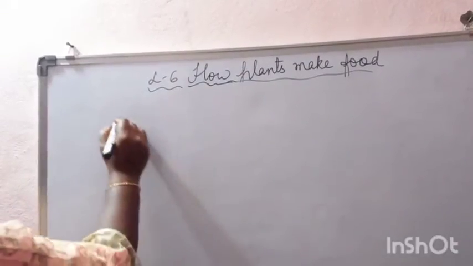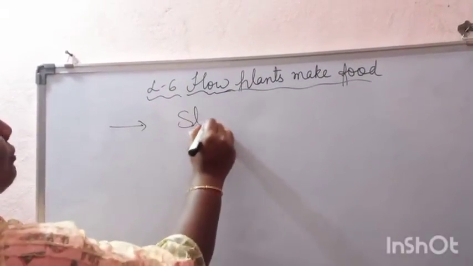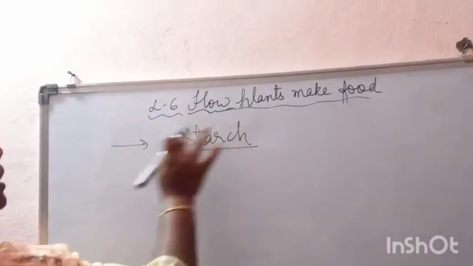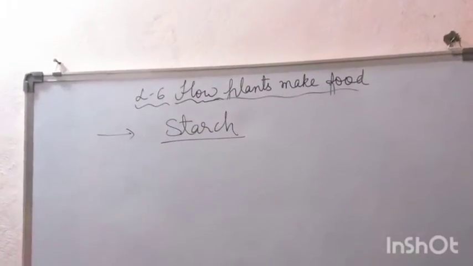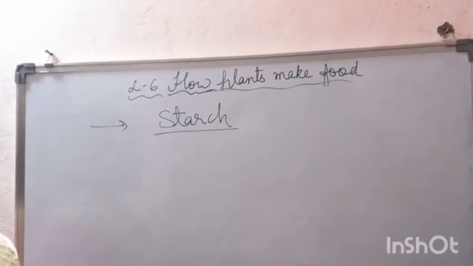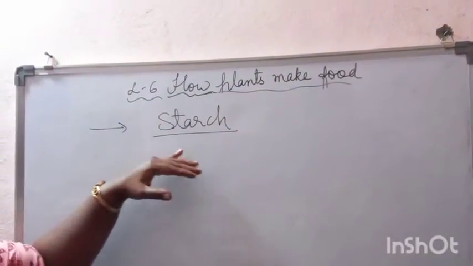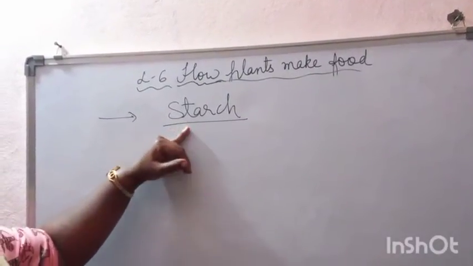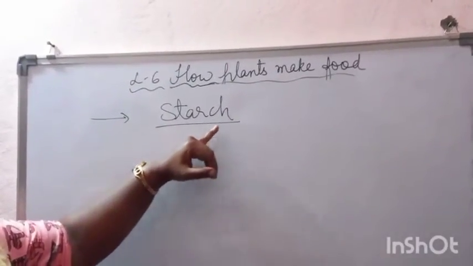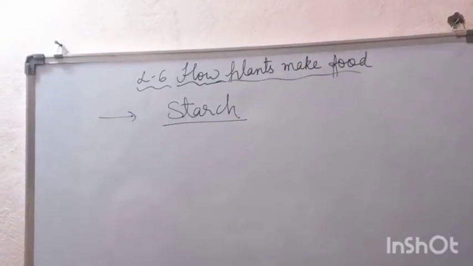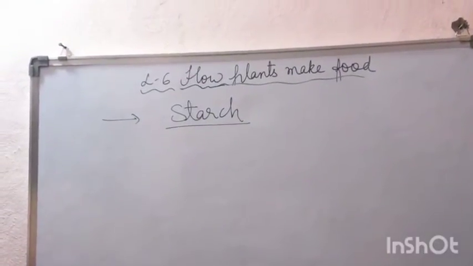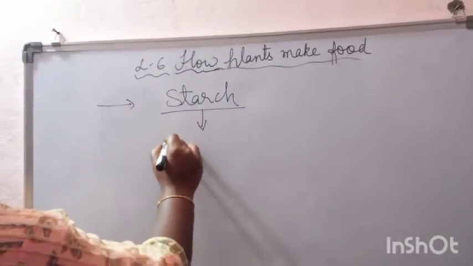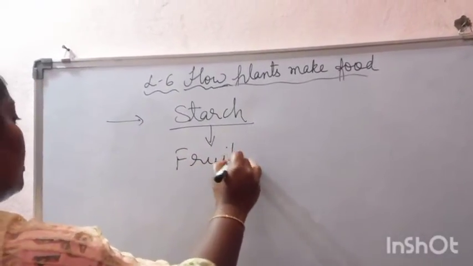It is stored in the form of starch. Pronounce it, children. Starch. The food that is prepared by the plants is stored in the form of starch. S-T-A-R-C-H. Starch. So what is this starch? Where is this starch stored? This starch is stored in fruits.